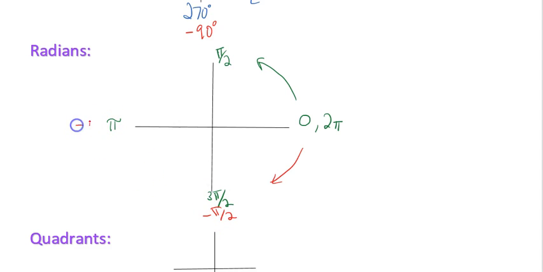The next would be negative pi. Up here would be negative 3 pi over 2, and a full circle would be negative 2 pi in the negative direction. So again, this is the positive direction, this is the negative direction.